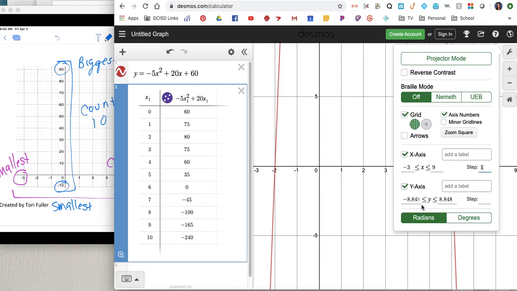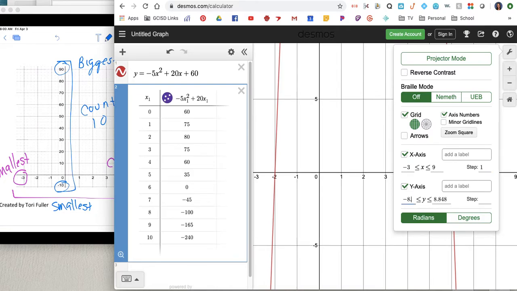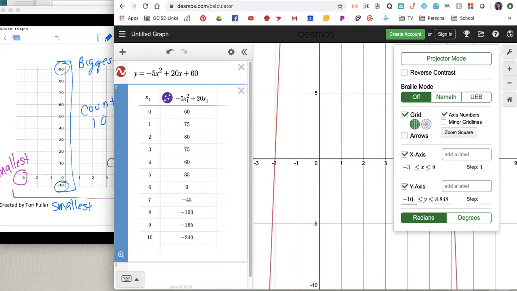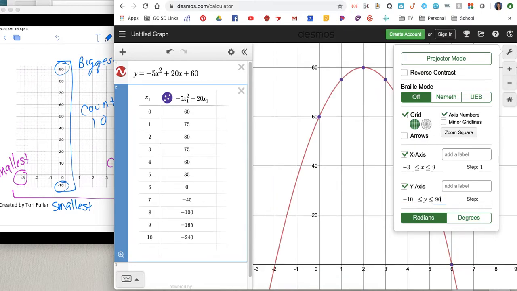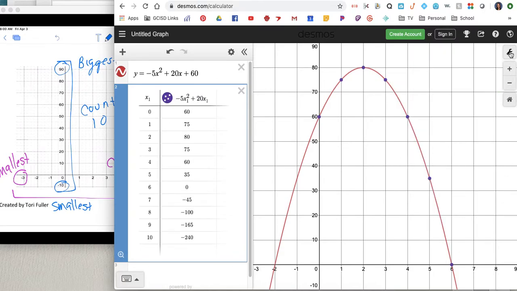The y-axis, I want my smallest number, backspace, to be negative 10. I want my biggest number over here to be a 90. And I want it to step by 10s instead of by 20s like it was doing, okay? All right, when I'm done fixing everything here, click the wrench again to exit, okay?